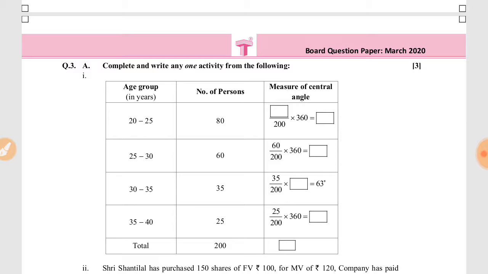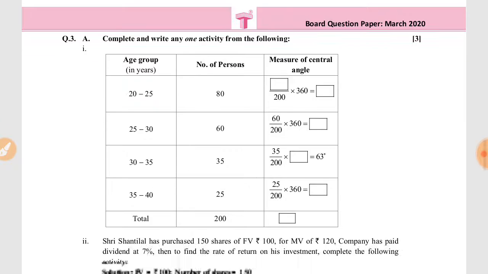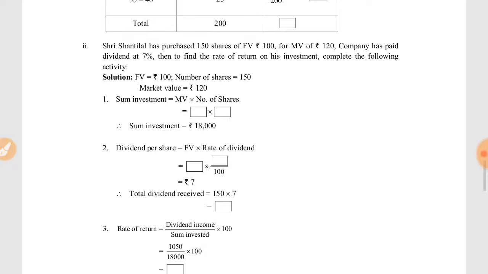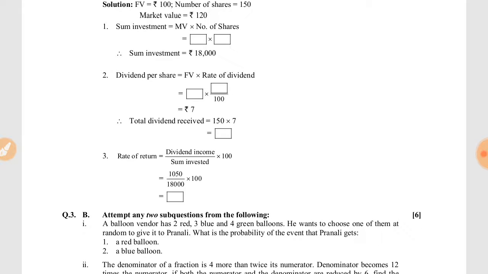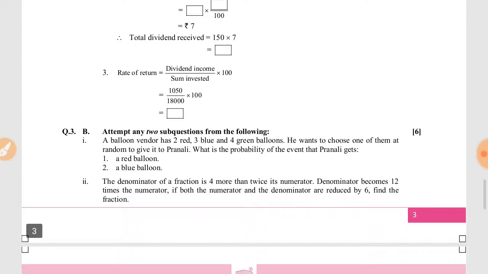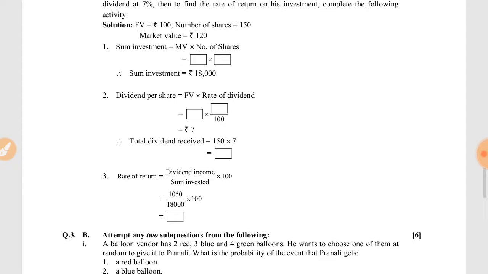So you will find 1, 2, 3, 4, 5, 6 boxes. Each box will carry half mark, and in this way you will understand the importance of activity based questions. They give you full marks very easily. In the second sub question also you will find there are 6 boxes, 1, 2, 3, 4, 5, 6, half marks each.